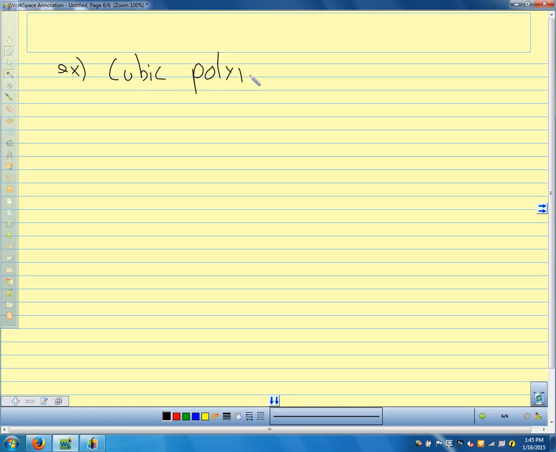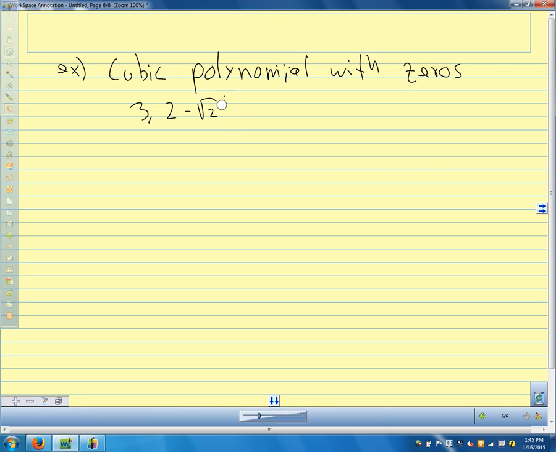We want a cubic polynomial with our zeros 3, 2 minus the square root of 2i, and let me write that, 2 minus i square root 2. And we want f of 1 equal to 6. So we have some restriction on our polynomial. All right, cubic polynomial, how many zeros should it have? 3. What's another zero that we can figure out? 2 plus i square root 2. So 2 plus i square root 2 is a 0.